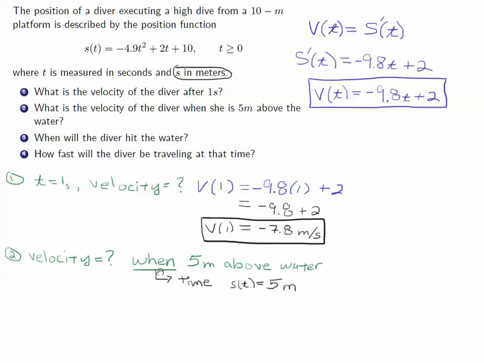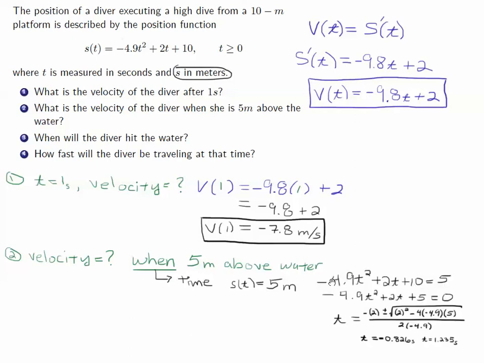But the question is asking you when the diver is 5 meters above water, so we're going to have to determine a time, and once we know that time, we'll determine the velocity. So it's building on the concept that we answered in the first question. You're given a time, you're able to determine the velocity. Now, you're given a distance, you have to determine a time, then you'll determine the velocity. Okay, so let's solve this expression to get the time.